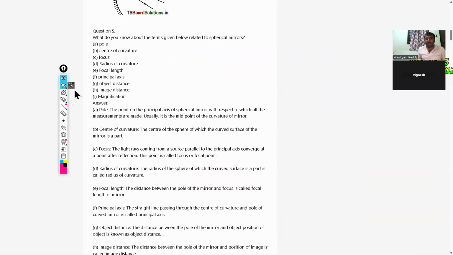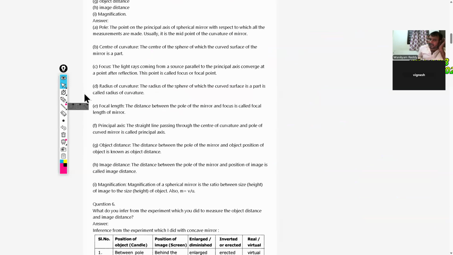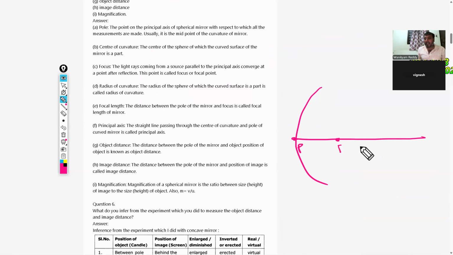The distance between the pole of the mirror and the focus is called the focal length of the mirror. Next, principal axis. The straight line passing through the pole, focal point and center of curvature, the straight line passing through the center of curvature and pole of the curved mirror, is called the principal axis.